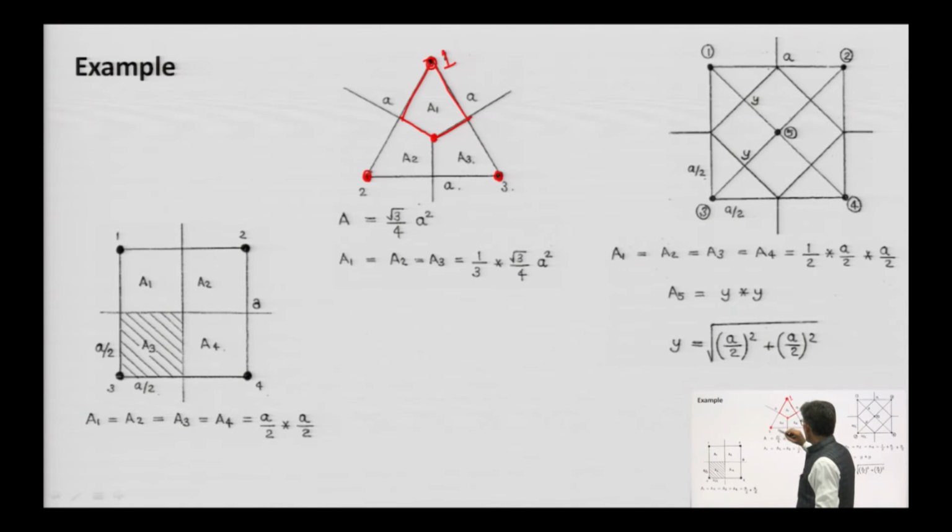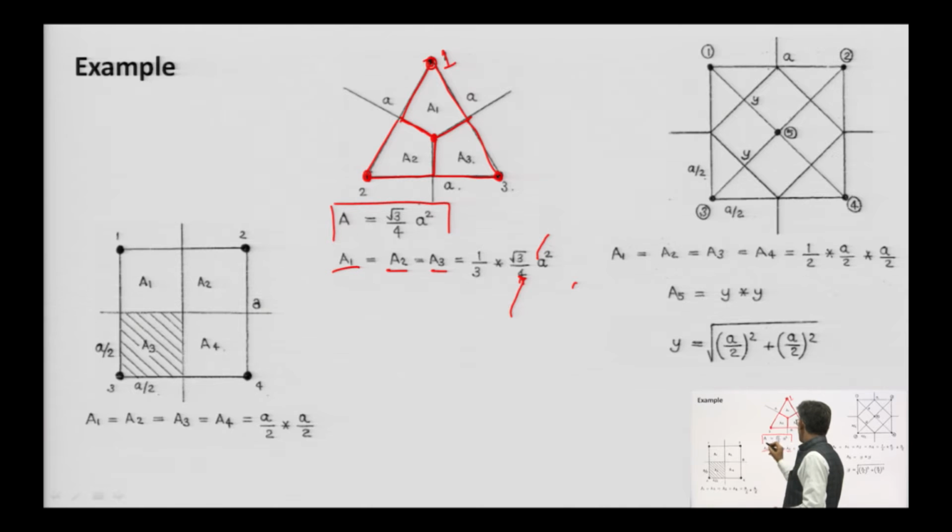A2 will be this one area, and A3 will be this much area. Since this is an equilateral triangle, A1 equals A2 equals A3. And the total area can be calculated as root 3 by 4 times A square. The base and the height is root 3 by 4 A.